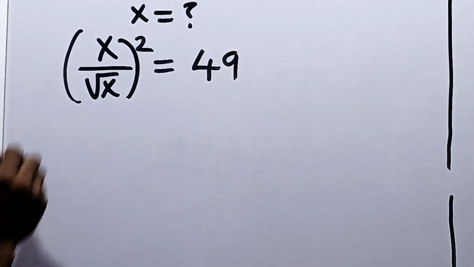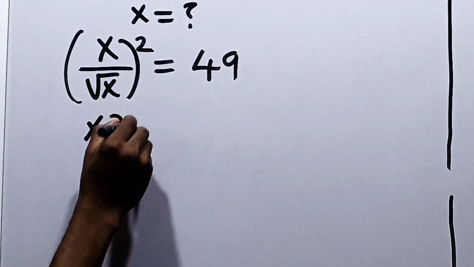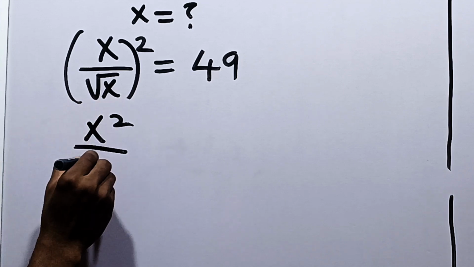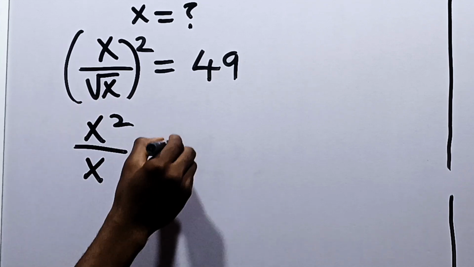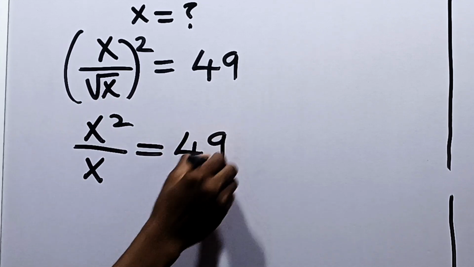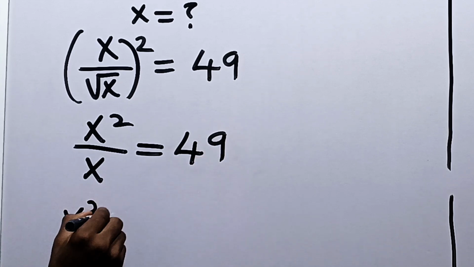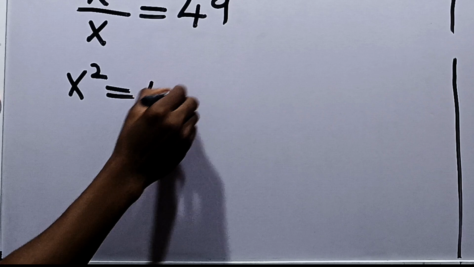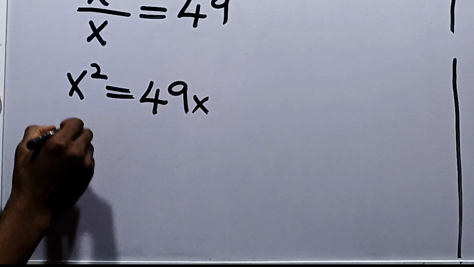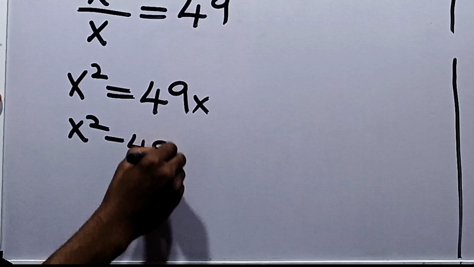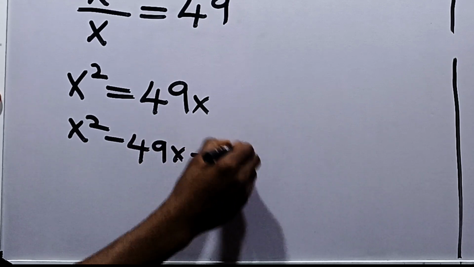Now, we have x squared, which is x squared. Root of x squared is what? Root of x squared is just x, so x squared over x is equal to 49, okay? Now at this point, you can say that x squared is equal to 49x, okay? So we're going to have x squared minus 49x equal to 0.